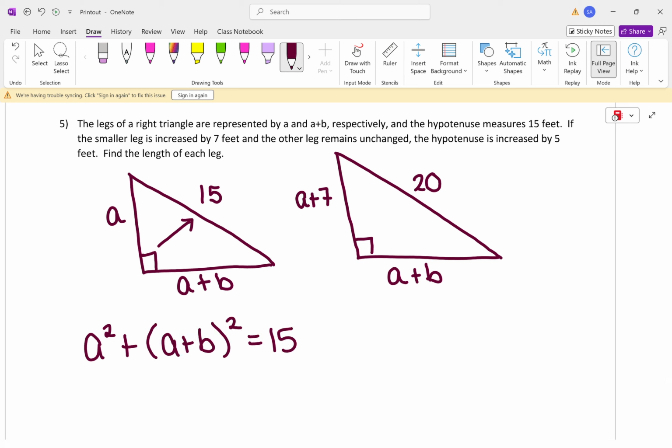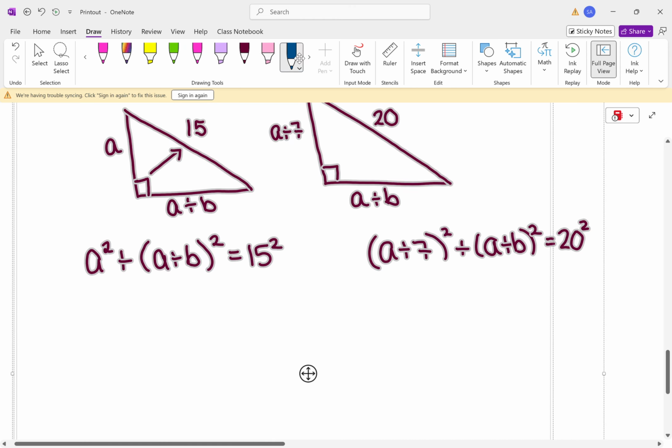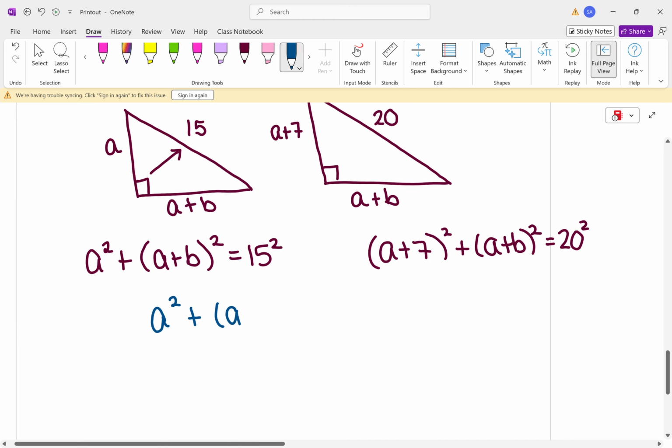So we are going to have A squared plus the quantity of A plus B squared equals 15 squared. And the other one is going to be A plus 7 squared plus the quantity of A plus B squared equals 20 squared. Can I use elimination on this one? Yes. Why am I able to use elimination? Anya? Because A plus B squared is the same quantity in both. Yeah, we have the quantity of A plus B squared in both of them, so I'm actually going to use elimination unless somebody feels strongly for substitution.